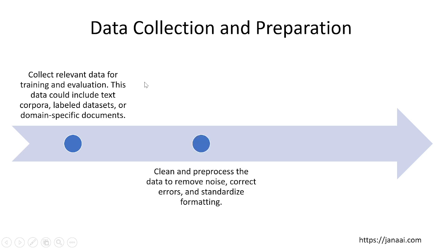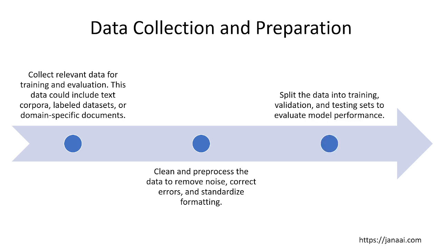Once the data has been collected, then we will clean and pre-process the data to remove the noise in your data set. If there is any missing value or, let's say, null value, we have to remove those things. We have to remove the noise of the data and correct the errors and standardize the formatting of the data. Okay, once that data has been cleaned and pre-processed, then we will split the data into training, validation and testing sets to evaluate the model performance. So that is the overview of your data collection and data pre-processing.